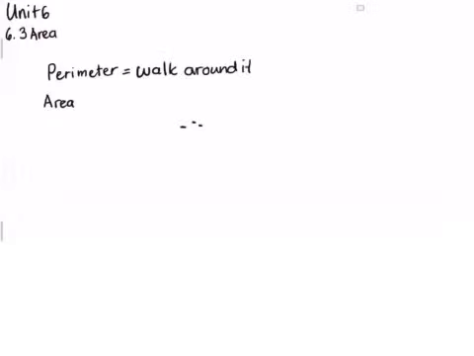walk around it. So if you have a shape and you walk around it, you find its perimeter. Area, think of paint it. If you have to paint it, you fill in everything. So imagine I have this rectangular shape that is 3.5 meters long and 2 meters wide.